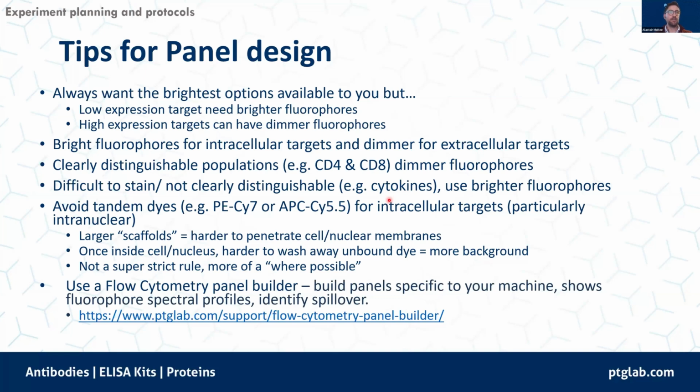If you're using tandem dyes, so things like PE-Cy7 or APC 5.5, when it comes to intracellular targets, these dyes have slightly larger scaffolds, and so sometimes it can be a little bit harder to penetrate through the cell, particularly the nuclear membrane. So if you can avoid using those for those particular targets, then I'd recommend doing that as well. It's not a super strict rule. It's just where possible. And just be aware if you're seeing any background, it might be the result of struggling to wash away those tandem dyes after staining. But the big one really is ensure that you're using a flow cytometry panel builder or spectral viewer in order to support you in your panel design.